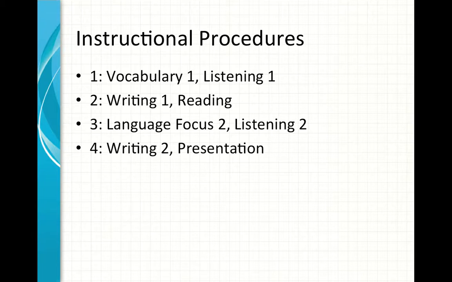The language focus 2 and listening 2 is for week number 3. And for the last week, we have writing 2 and presentation. Students will have time on the last day to present their end of term project. So this is just a brief overview of my procedures. You can have a more detailed look in my unit plan.